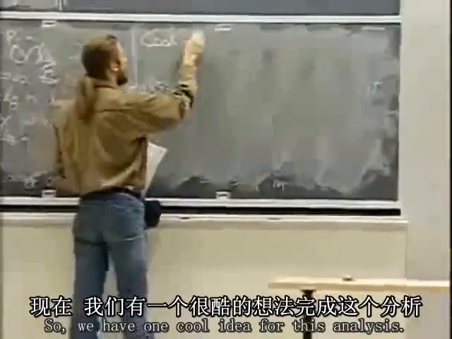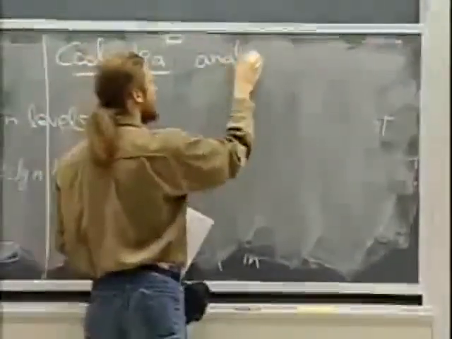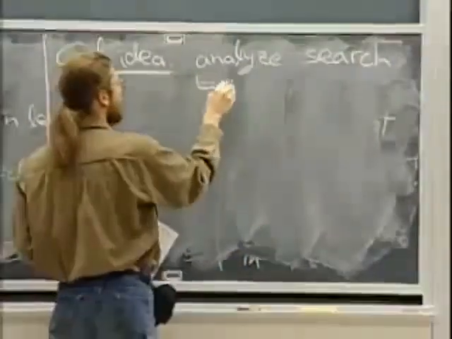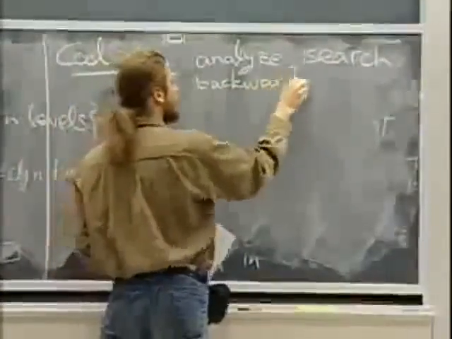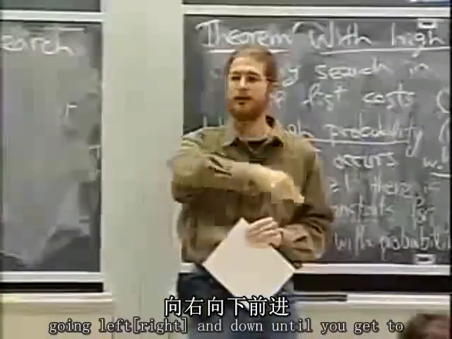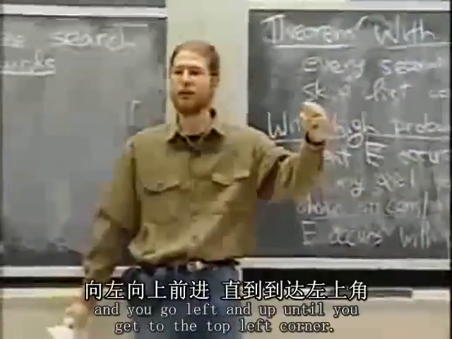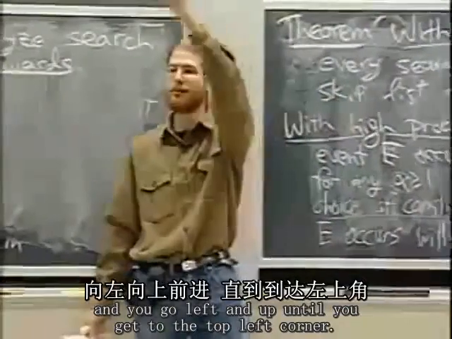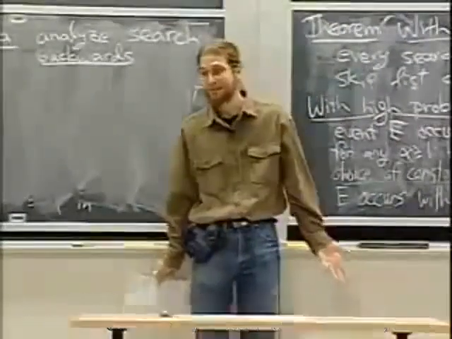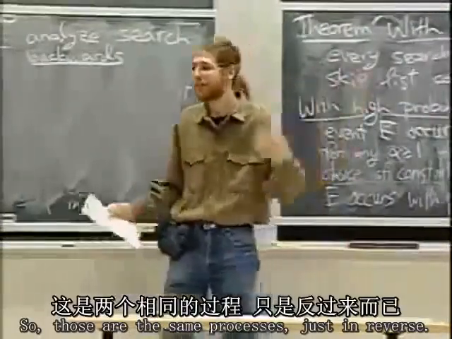So we have one cool idea for this analysis. And it's called backward analysis. So normally you think of a search as starting in the top left corner, going left and down until you get to the item that you're looking for. I'm going to look at the reverse process. You start at the item you're looking for, and you go left and up until you get to the top left corner. The number of steps in those two walks is the same. And I'm not implementing an algorithm here, I'm just doing analysis. So those are the same processes, just in reverse.